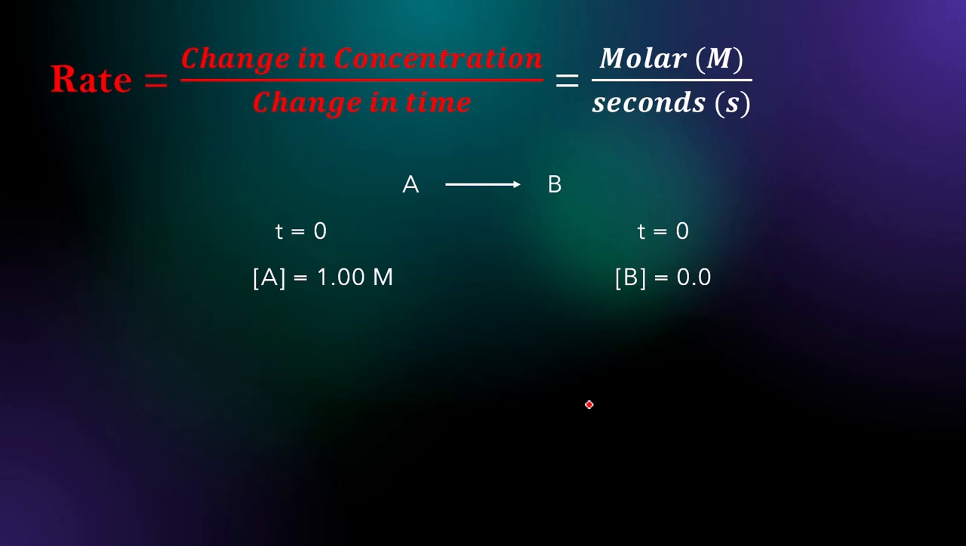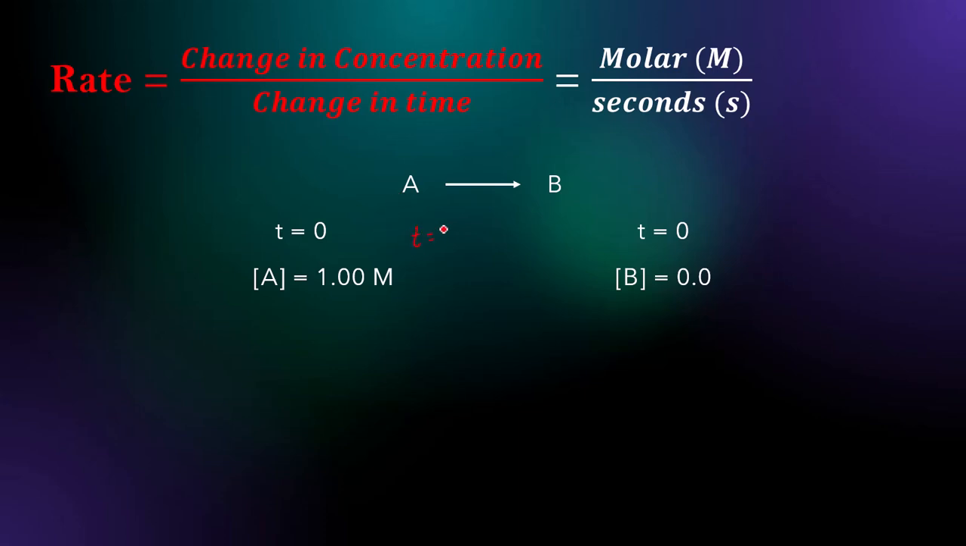So at time 0, we have the concentration of A set at 1, and we have the concentration of B set at 0. This makes sense because we're starting with reactants and they're going to change into products over time. So now let's go ahead and change this to, let's say that we let the reaction go for 2 seconds.